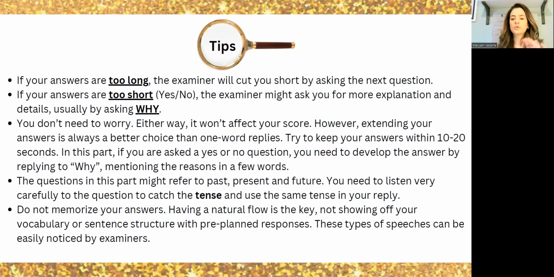As I told you, depending on how lengthy your answers are, the examiner can ask you around 8 to 12 questions. Your answers should not be too long, and they should not be too short. By too short, I mean, if it's a yes or no question, you should not just say, yes, I do, no, I don't, yes, I am, no, I'm not. Short answers are not enough. If you give a short answer, the examiner might ask you for more elaboration by asking you why.